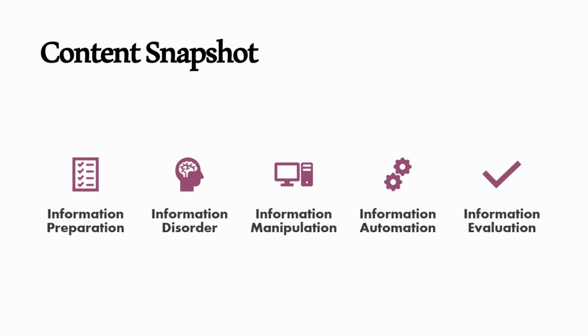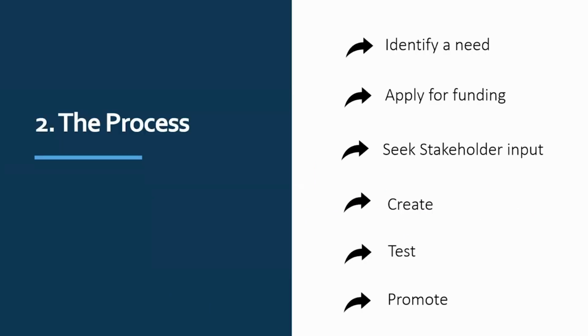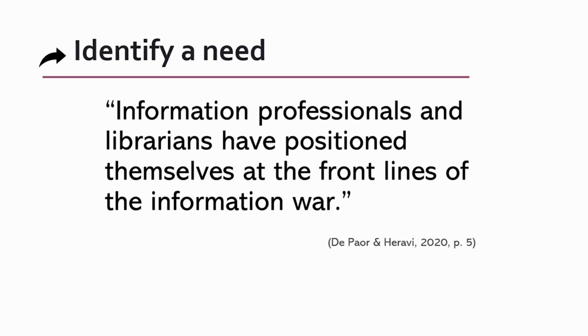Again, really intriguing subject matter. So that's the first one: we attribute our success to the concept itself and what we're covering. But we also attribute our success to the process that we underwent. We went through essentially 6 different phases when we created our open education resource. We identified a need, we applied for funding, we sought stakeholder input, and then we created the resource, tested it, and promoted it. I'm going to break those down individually.